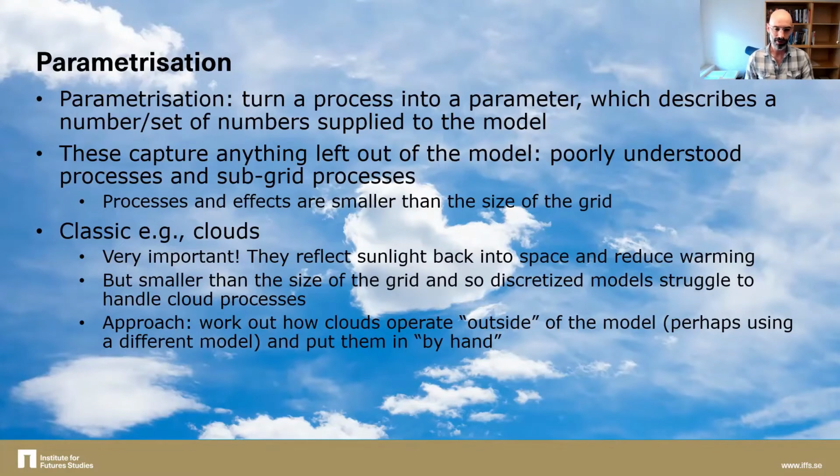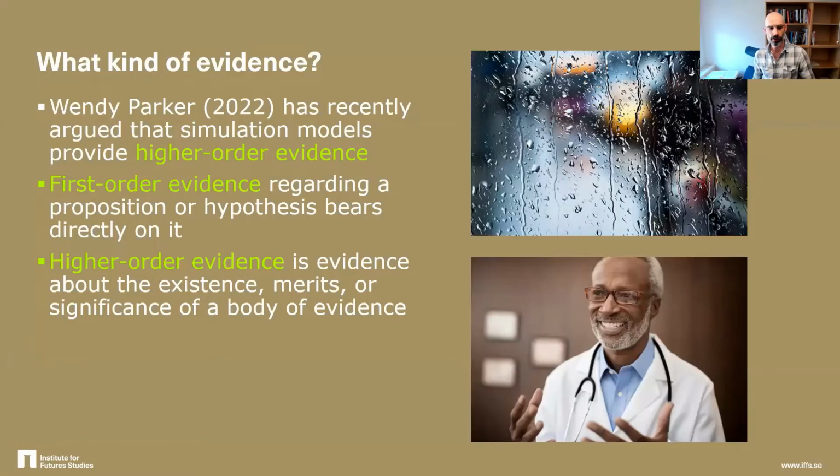Now let's do some discussions about evidence and what we can get out of them. So first question, what kind of evidence are we getting? So we run these things and we get, I showed you this visualization. We've got temperature changes over time, and this is a kind of forward-looking prediction. So one interesting question is, supposing that this is giving us some kind of evidence about the climate, what kind of evidence is it? So one interesting recent philosophical argument about this is that they provide higher order evidence.